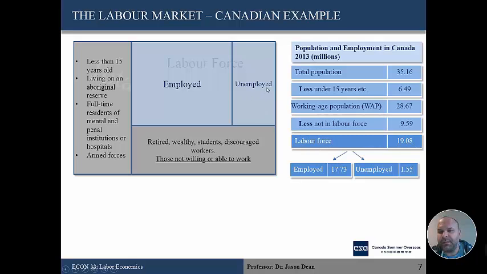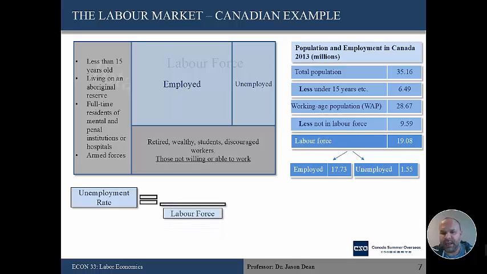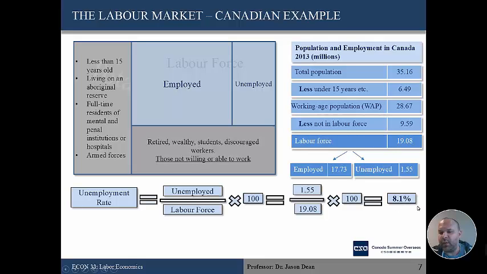The people who are unemployed must be willing and able to work. Like we said, they must be actively searching for a job, so we wouldn't include discouraged workers here. Discouraged workers would be people who are not working, but they're not looking for work. Now, to calculate the unemployment rate, we take the number of people unemployed divided by the labor force. So it's the proportion of the labor force that are unemployed. Multiply that by 100, and here we get 8.1% because we had 1.55 million people unemployed.